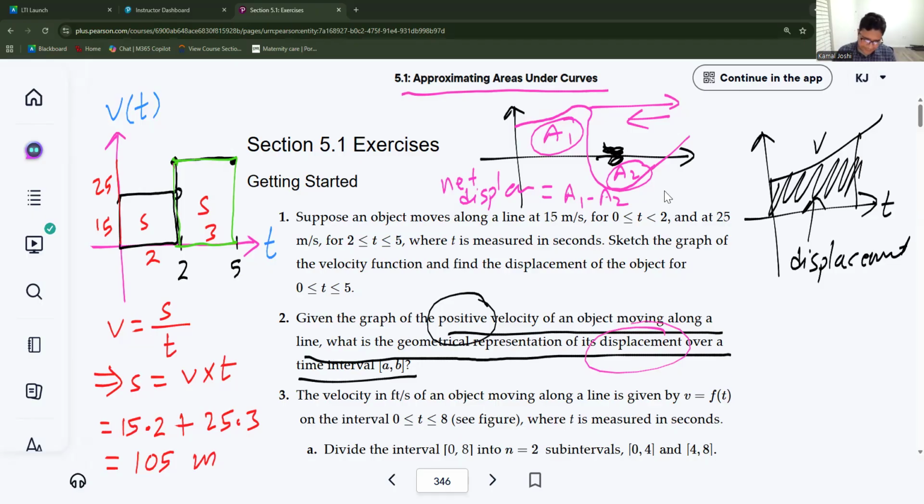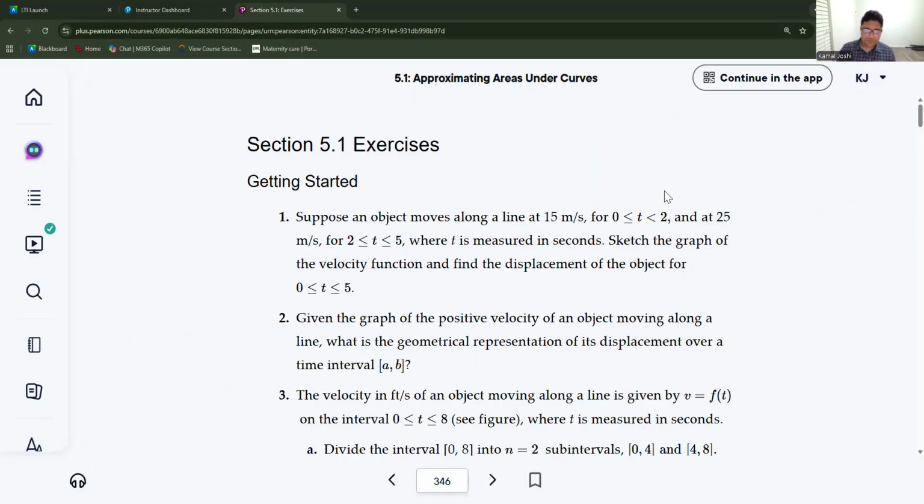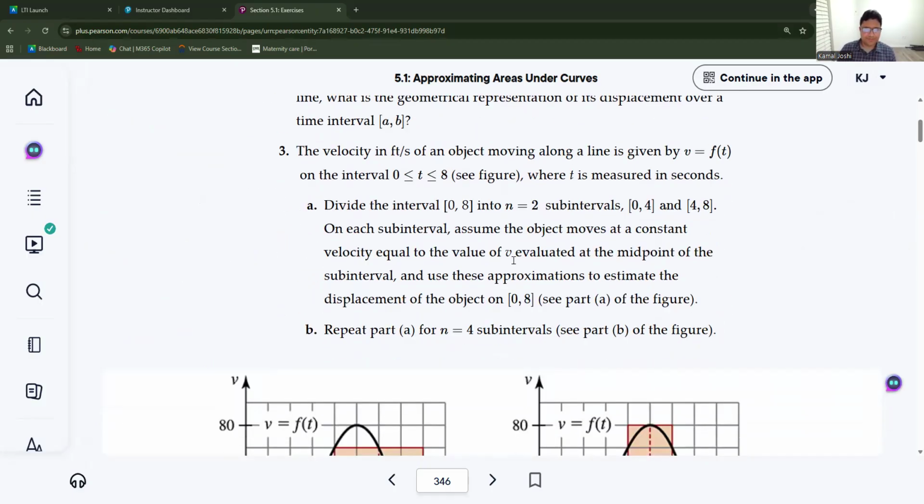All right. I'll erase this all now and go to the third problem. Velocity in feet per second of an object moving along a line is given by f of t.